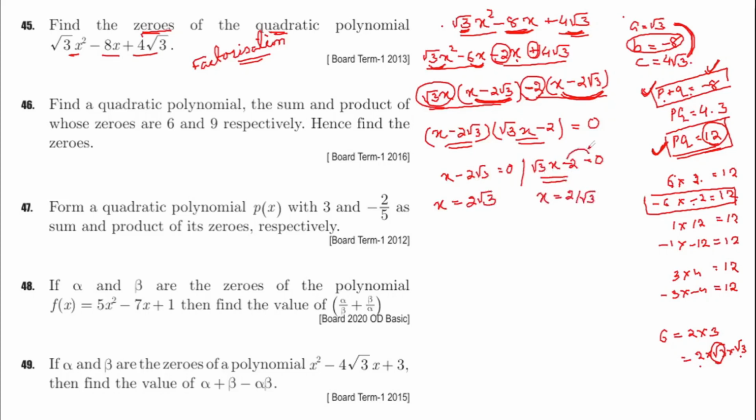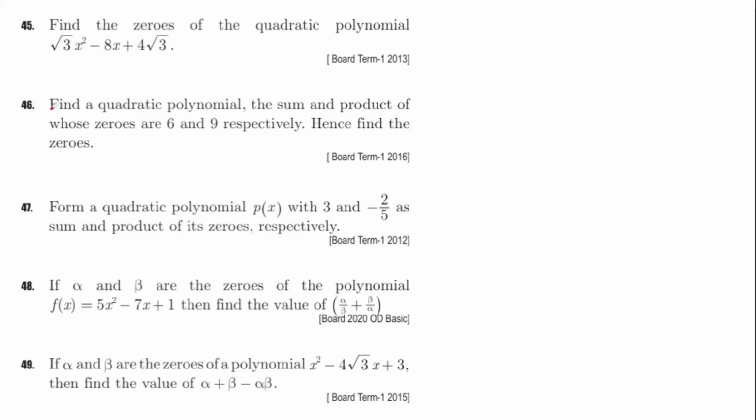Minus 2 will go to the right side and gives you plus 2. And this root 3 is multiplied here, so it will go to the right side and will be divided. So the zeros of the polynomial are: one is 2 root 3 and another is 2 by root 3, or 2 upon root 3. Okay, I hope this is clear.